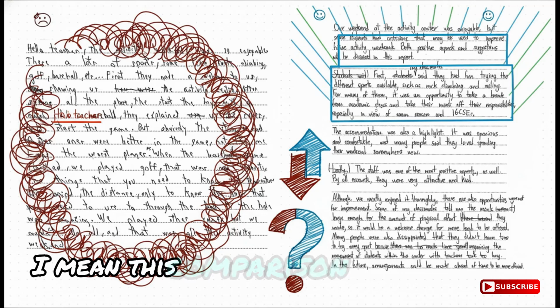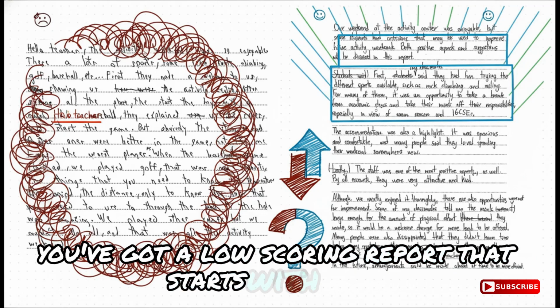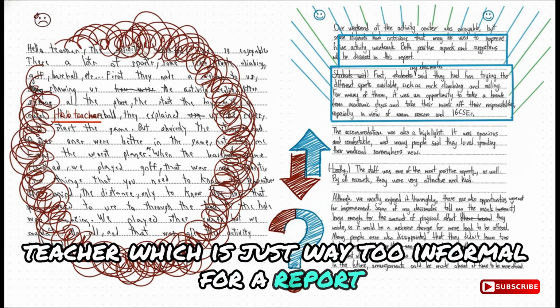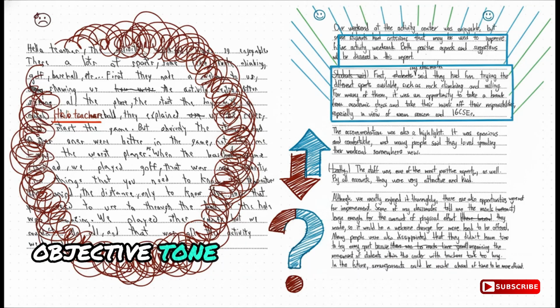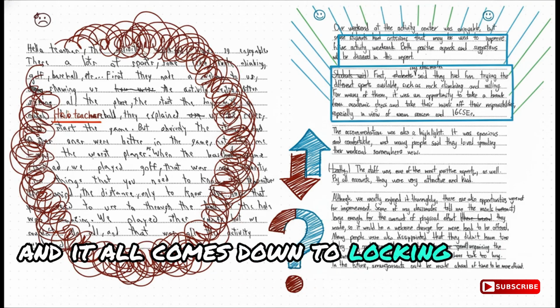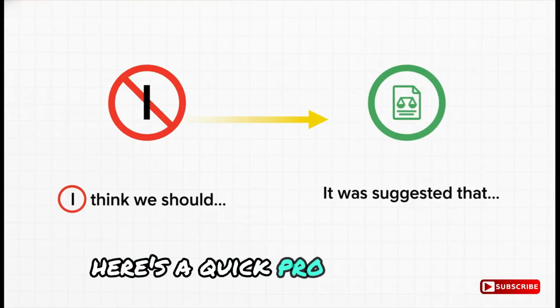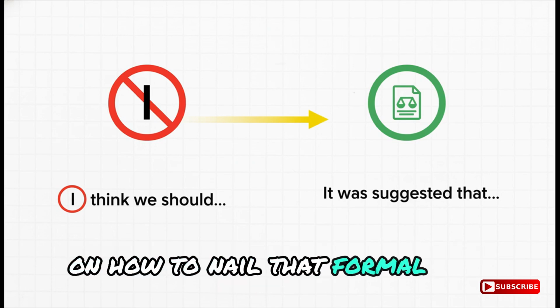And what about the tone tangle? I mean, this comparison says everything. On the left, you've got a low-scoring report that starts with, "Hello, teacher," which is just way too informal for a report. Then on the right, you see a high-scoring one with a formal, objective tone from the first word to the last. The difference in marks between these two is massive, and it all comes down to locking in the correct register. And hey, here's a quick pro tip for you straight from the examiner's own guidance on how to nail that formal tone.